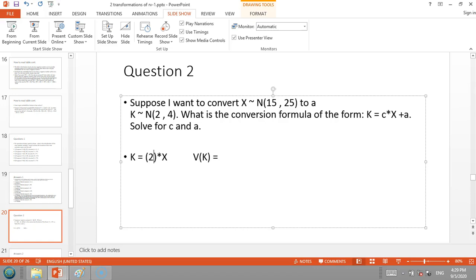Like this, because then the variance of k is 4. So the variance of k equals 4 divided by 25 times the variance of x. If you just look, the things get squared there, for the standard deviation, like this. And that equals the variance of x, which is going to be 25. Okay, so it makes sense.